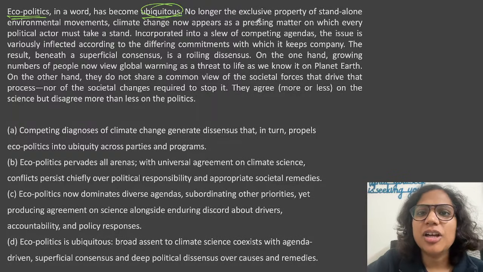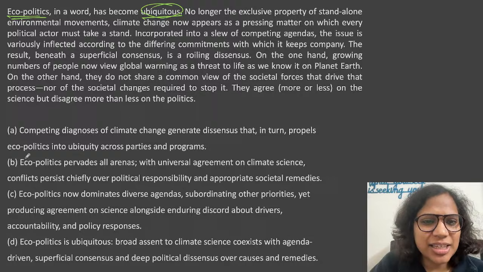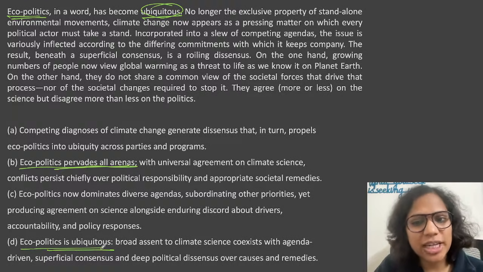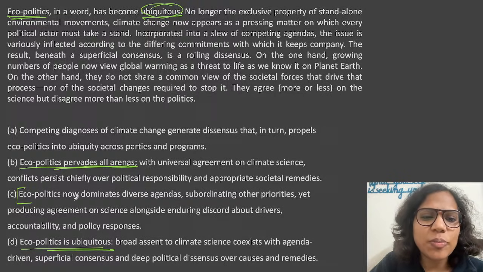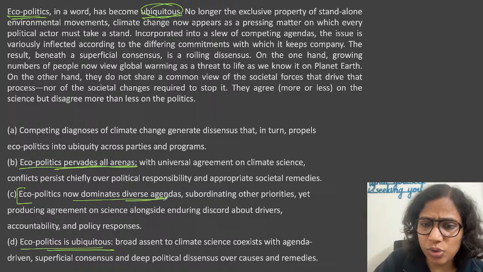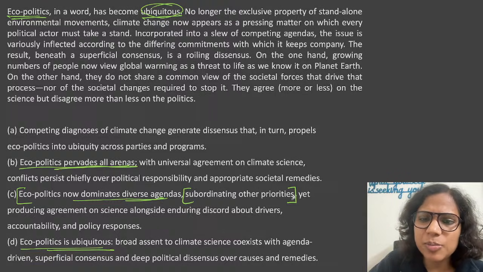All right. So let's see. This says eco-politics pervades all arenas. This says eco-politics is ubiquitous. All right. This says eco-politics now dominates diverse agendas. Okay, but it says subordinating other priorities.